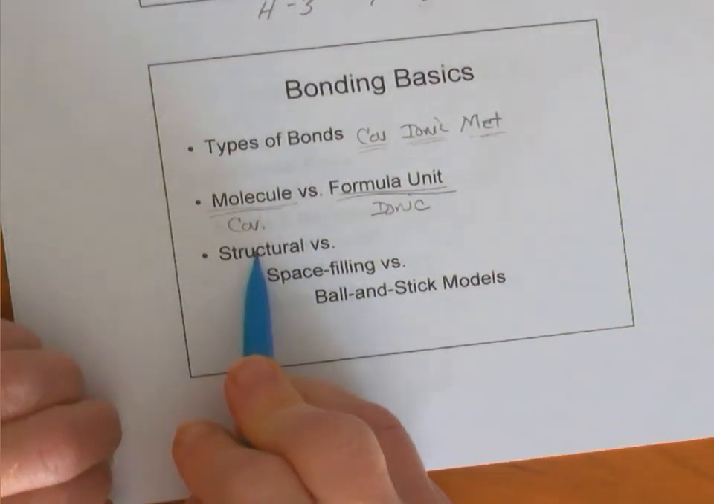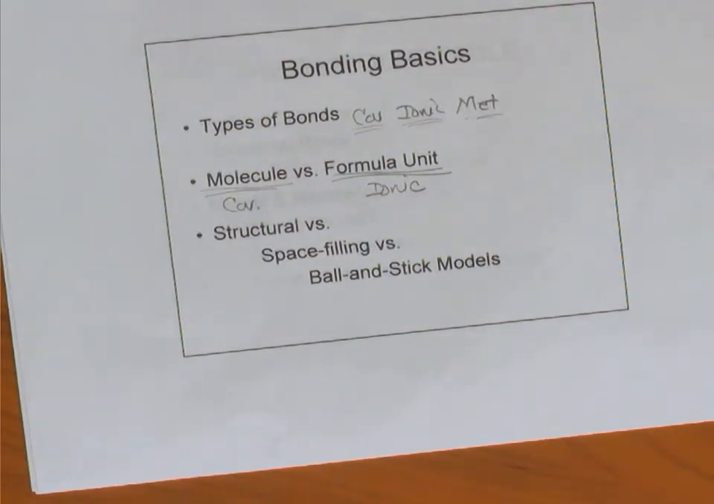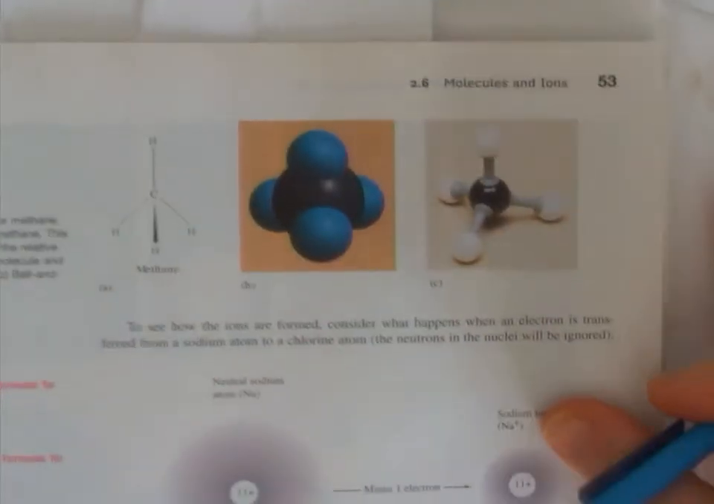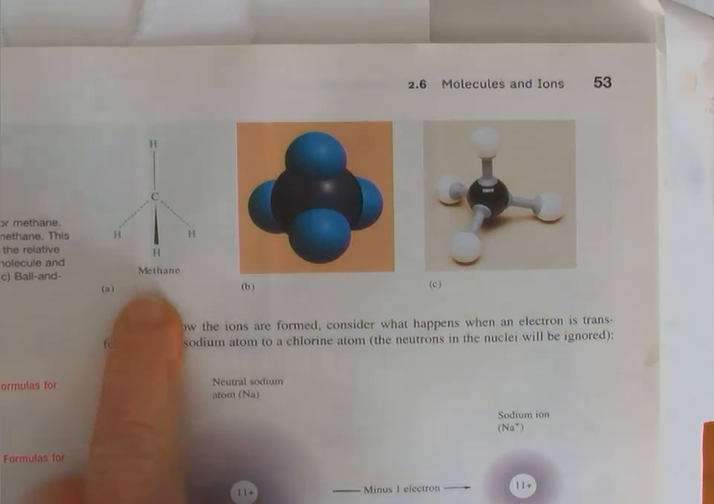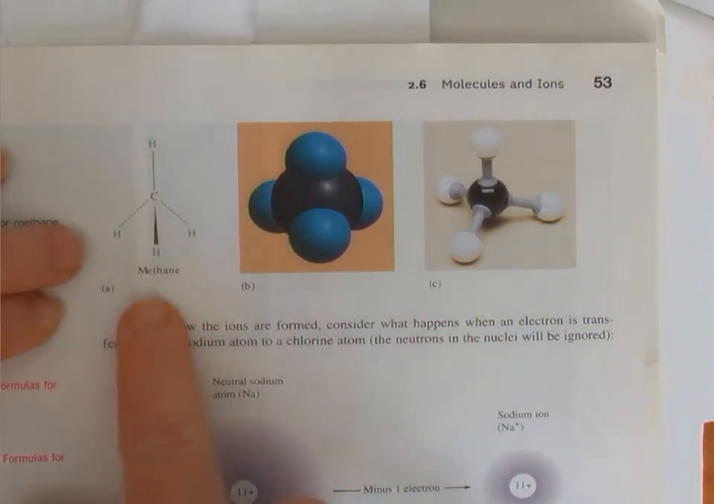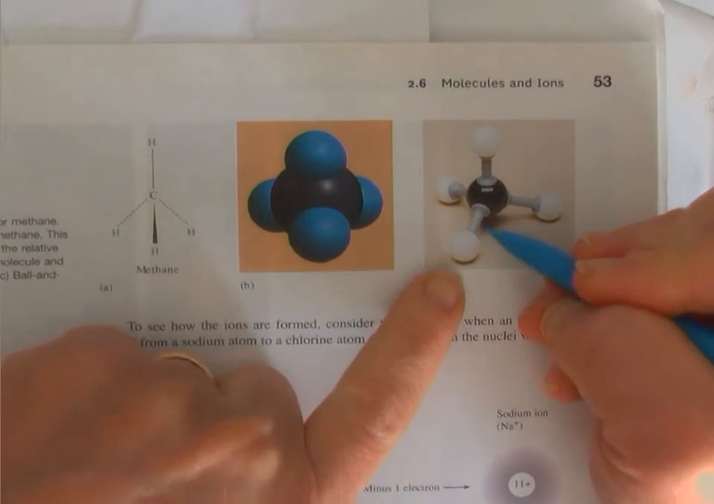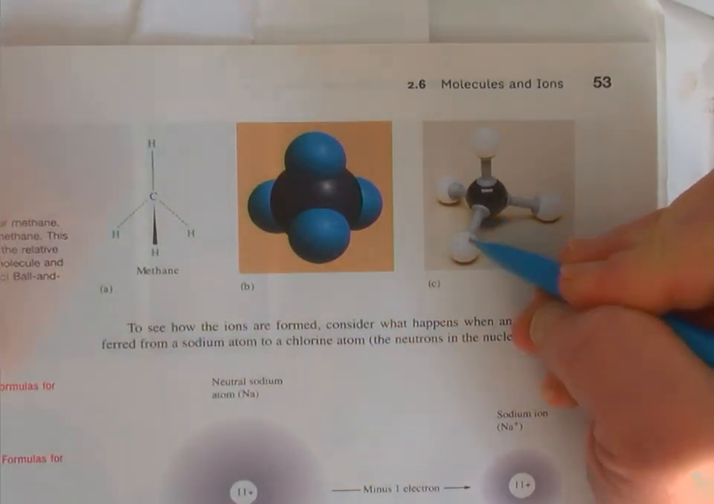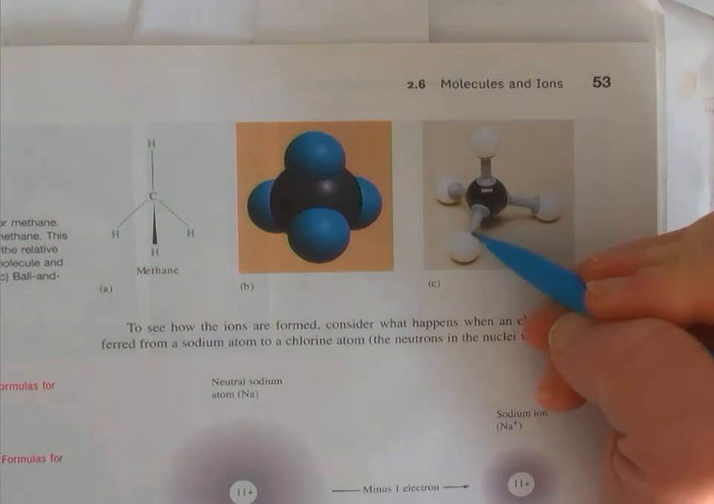Okay, structural versus space filling versus ball and stick. So this is just to show us what we'll see in our book and through different things throughout the year. This is called the structural formula. So what you might create in a Lewis dot structure or applying VSEPR theory. This is the ball and stick. And so we're showing bonds with sticks or with just a straight line or a toothpick or something else if we're working with models.